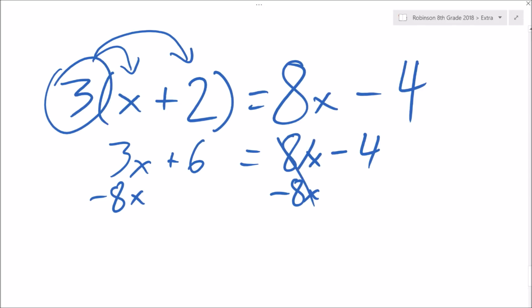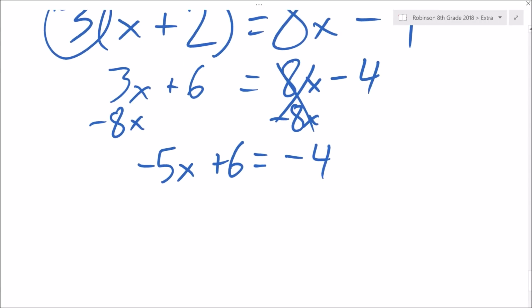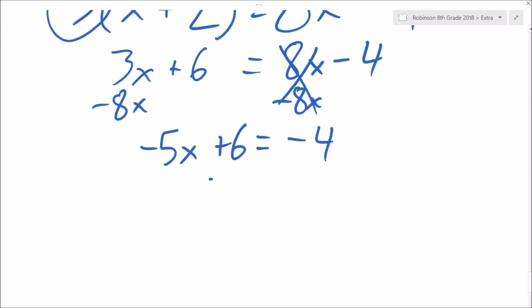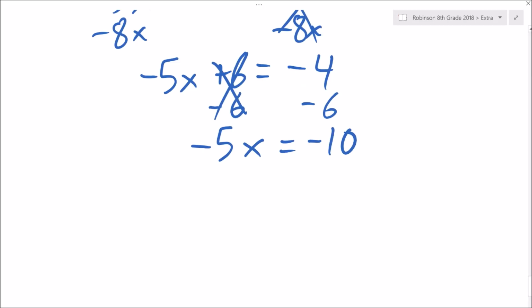When I subtract 8x, it goes away from over here and leaves me with negative 5x here, plus 6 being equal to negative 4. Now once we're at this step, we can see that this is really a two-step equation right now. I will subtract 6 from both sides, which gets rid of this 6. I now have negative 5x being equal to negative 10, and now I'm down to my one-step equation that we're used to. Divide by negative 5, divide by negative 5, and we get that x is equal to 2.